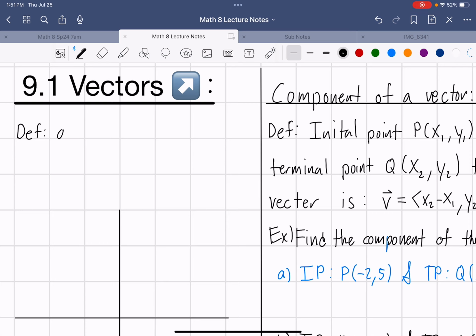It's a line segment with direction and magnitude.